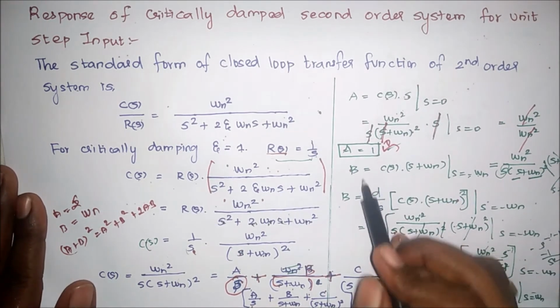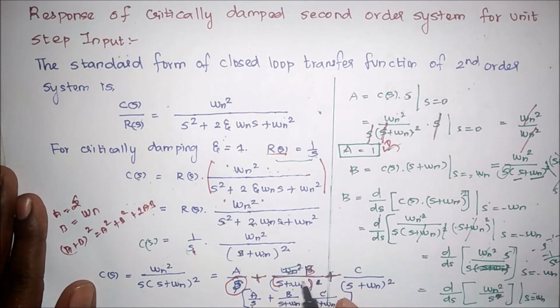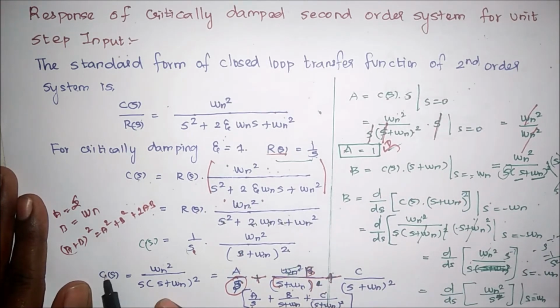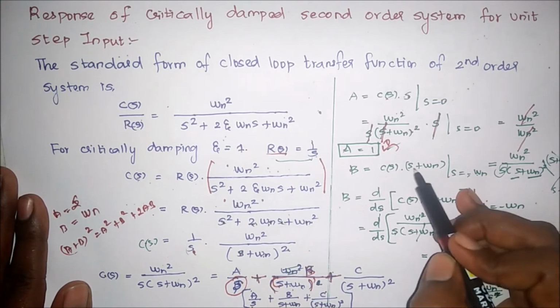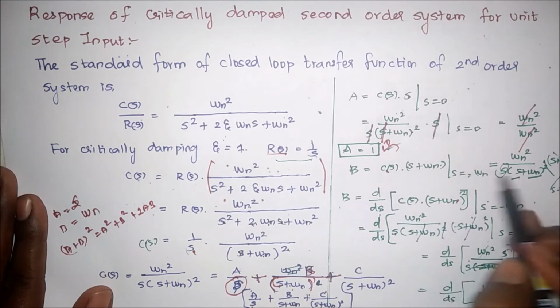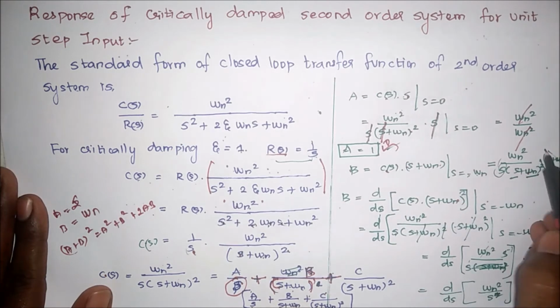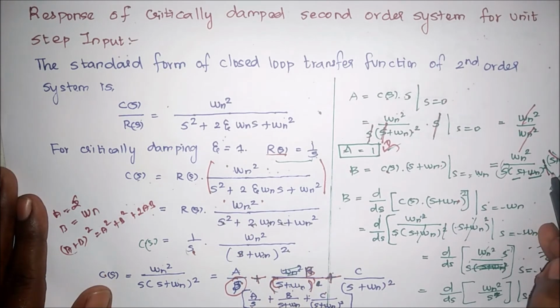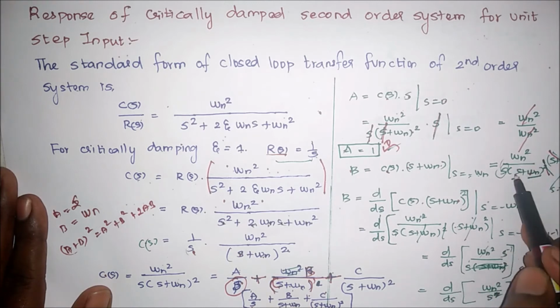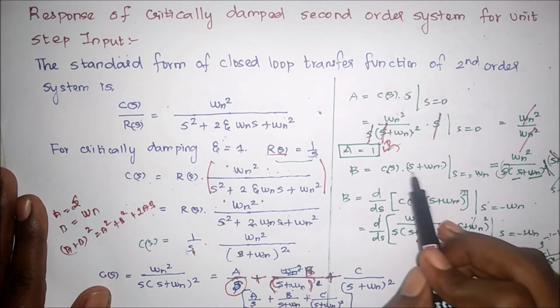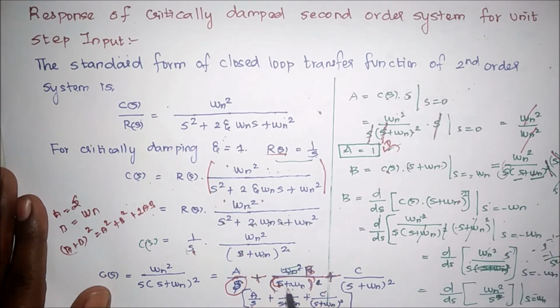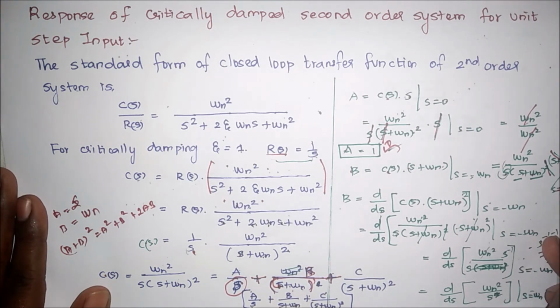Next, for B, we apply a similar concept. B equals C(S) into its root, which is (S plus omega n). Substituting C(S), the (S plus omega n) square gets cancelled, so finally we have omega n square divided by S into (S plus omega n). What is S here? From S plus omega n equal to 0, S equals minus omega n. So we have to substitute S equal to minus omega n.